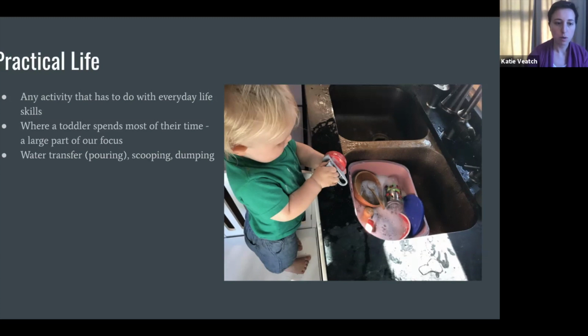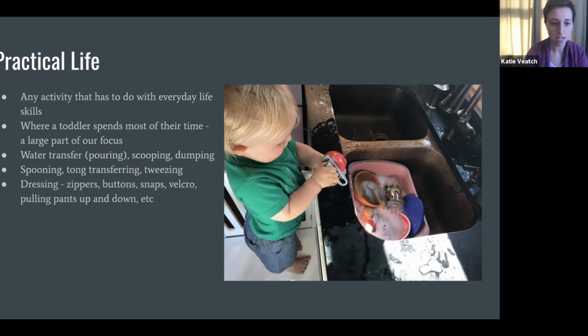We can do water transferring, right? So pouring, scooping, dumping. If your toddler is in their high chair, or at their table, and they're just dumping their glass of water into their bowl, they're ready for some pouring work. Let's meet that need in an appropriate way. There's spooning, tong transferring, any kind of tongs. I'm going to show you a bunch of different tongs. Tweezing. So these are fine motor things. These are muscle coordination, right?